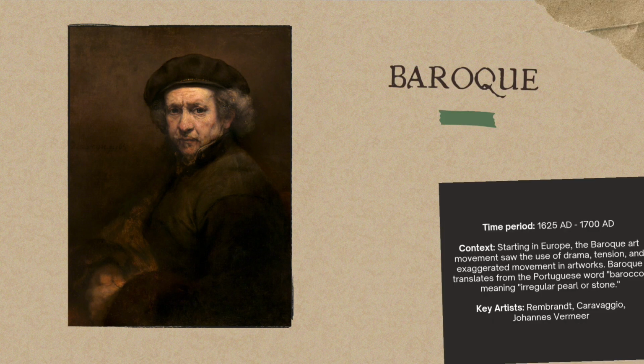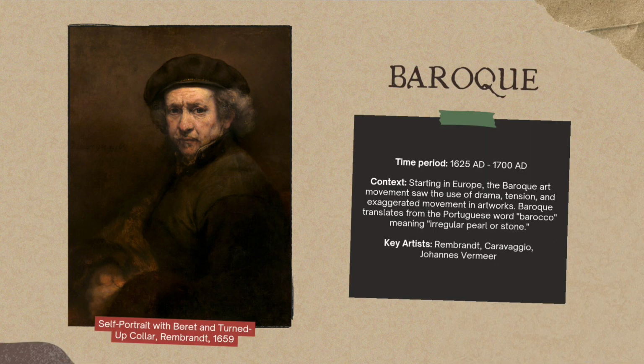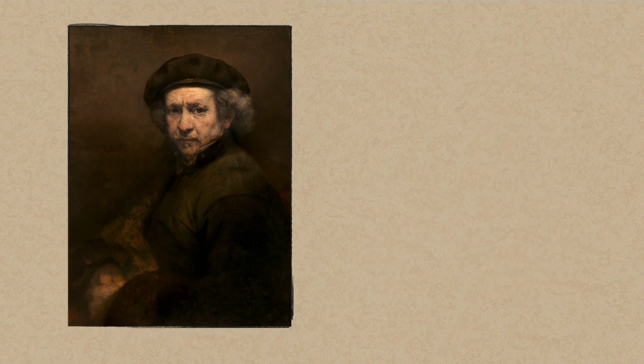Baroque time period, 1625 AD to 1700 AD. Context: starting in Europe, the Baroque art movement saw the use of drama, tension, and exaggerated movement in artworks. Baroque translates from the Portuguese word barroco, meaning irregular pearl or stone. Key artists: Rembrandt, Caravaggio, Johannes Vermeer.